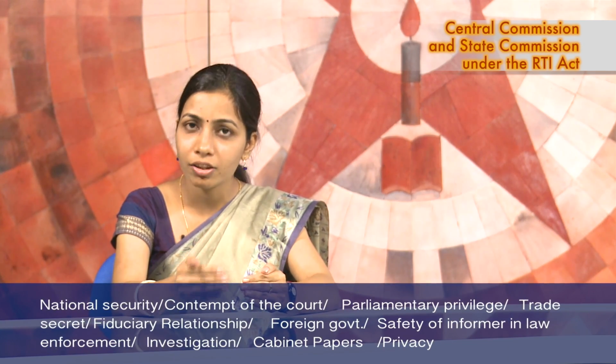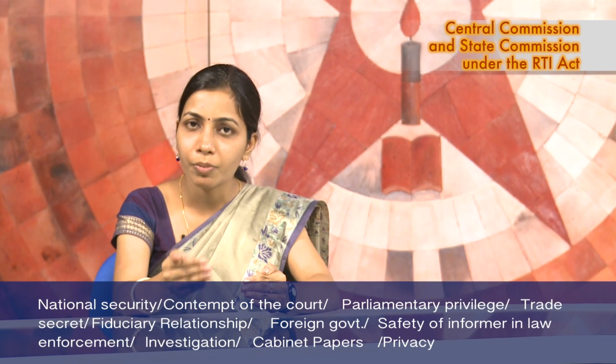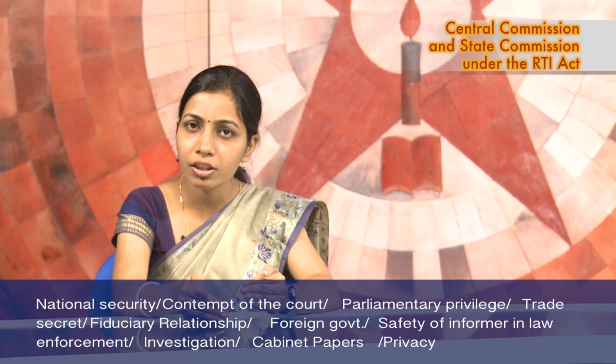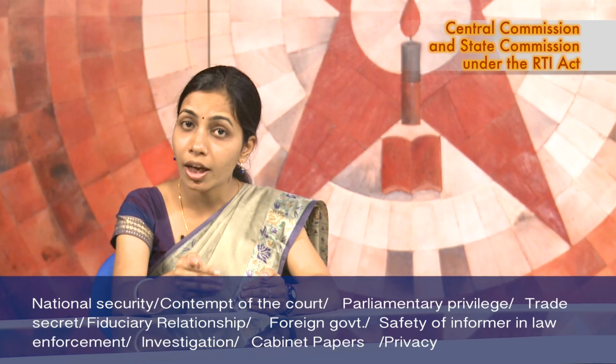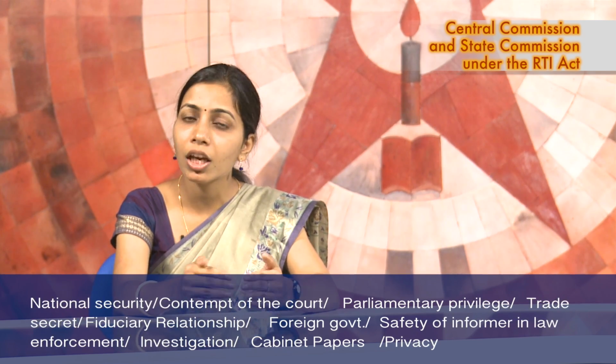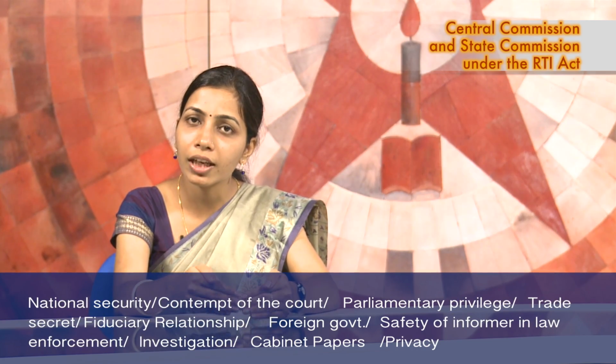Further, subclause H exempts the information which could impede the process of investigation or apprehension or the prosecution of offenders. Further, subclause J exempts the cabinet papers. Therefore, there are certain grounds on which exemption can be claimed under the RTI Act. So, quickly I will summarize the grounds on which you can claim the exemption: if the matter relates to national security, contempt of court, parliamentary privilege, trade secret, fiduciary relationship, foreign government, safety of the informer in law enforcement, investigation, cabinet papers, or privacy. So, these are all the grounds based on which you can claim the exemption.